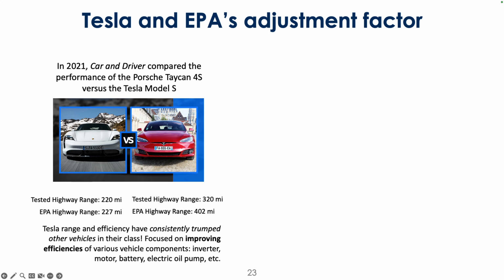You can actually find that Tesla range and efficiencies are consistently a lot higher than other vehicles in their class. And part of that does have to do with the fact that Tesla vehicles might be a little bit more efficient. Their technologies are maybe a little bit more advanced in terms of the inverter, motor, and so on. But that doesn't explain quite all of that difference.